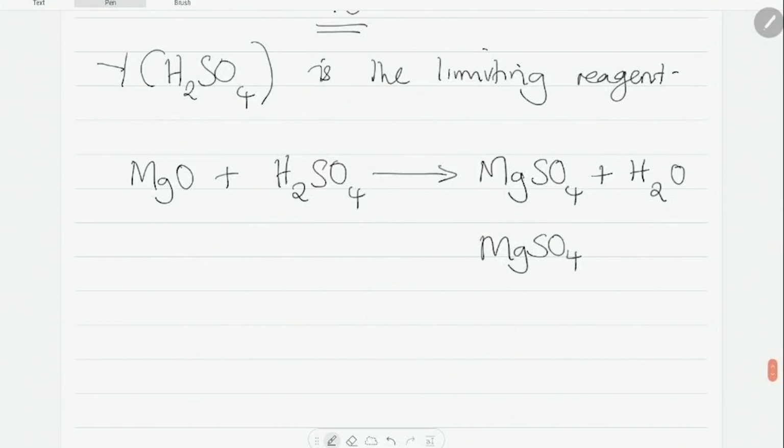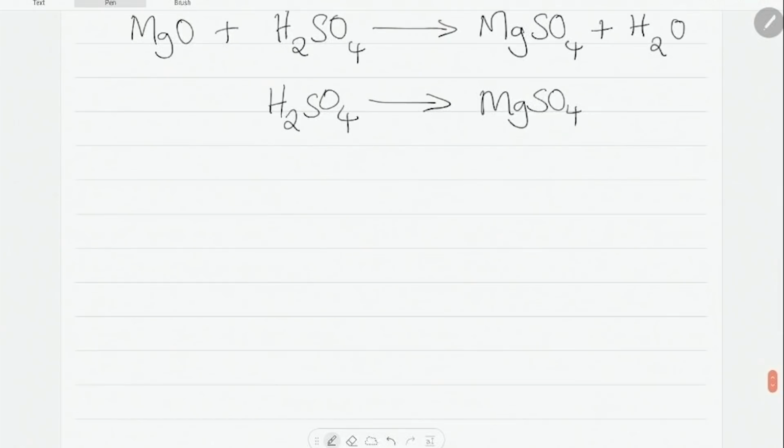Two, we get the limiting reagent because we have got two reactants here, magnesium oxide and the sulfuric acid. We are not going to use magnesium oxide. Why? Because magnesium oxide was the excess reagent. It remained even when the reaction had come to completion. So we'll say H2SO4 being the limiting reagent because it is the one which determines how much product is supposed to be formed in the reaction. Then we get the molar mass of magnesium sulfate here.